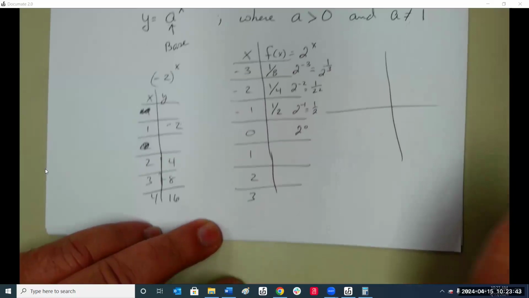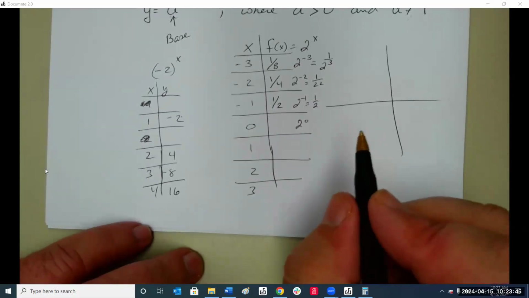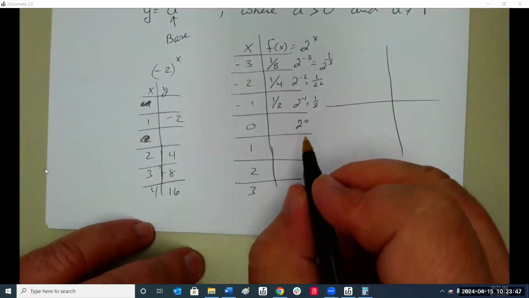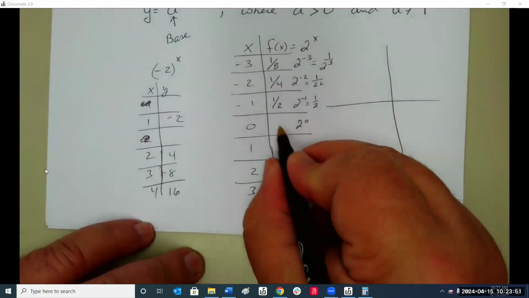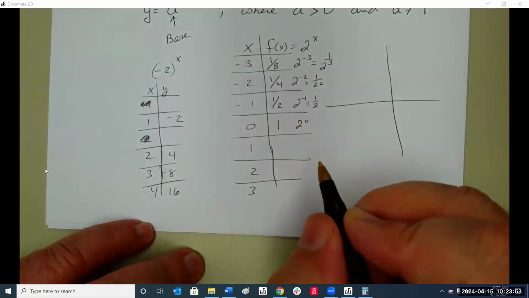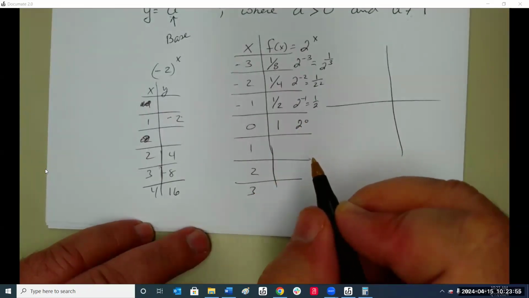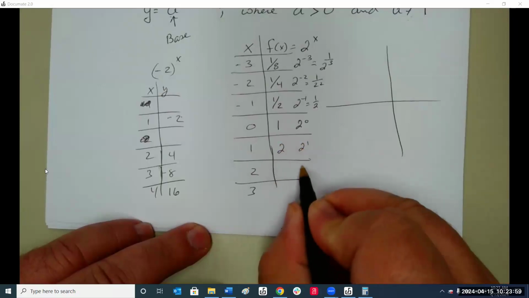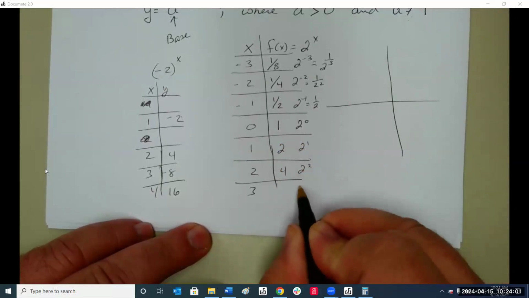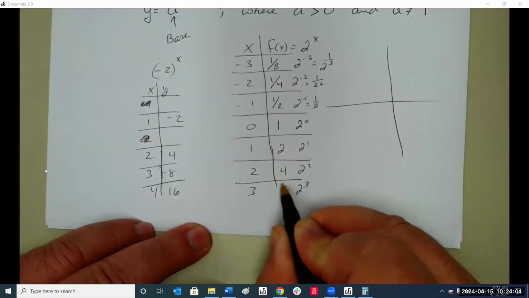What's 2 to the 0 power? 1. Anything to the 0 power is 1. When x is 1, we get 2. When x is 2, we get 4. When x is 3, we get 8.